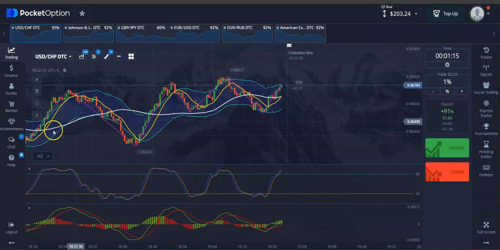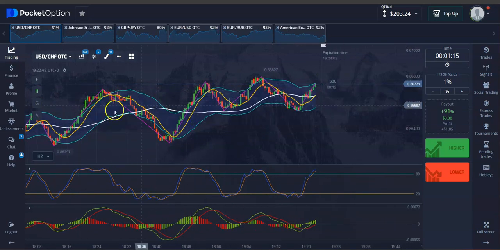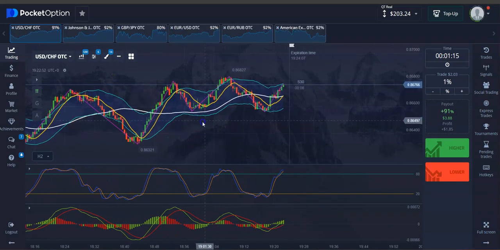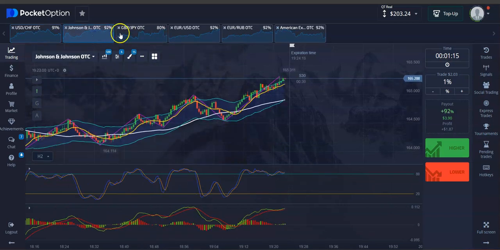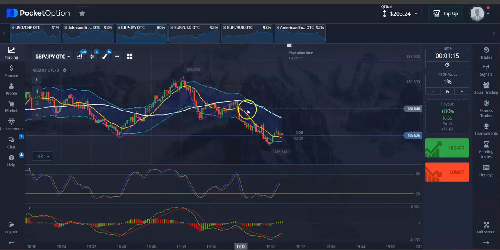Because this is the 50 SMA and the price is trading above or slightly above the 50 SMA, you can see that it's on the uptrend, okay? So for example, we come over here, and if the price is on the uptrend, we're only going to take higher positions. If the price is on a downtrend, let me show you an example. This one right here, we're only going to take lower positions, okay?